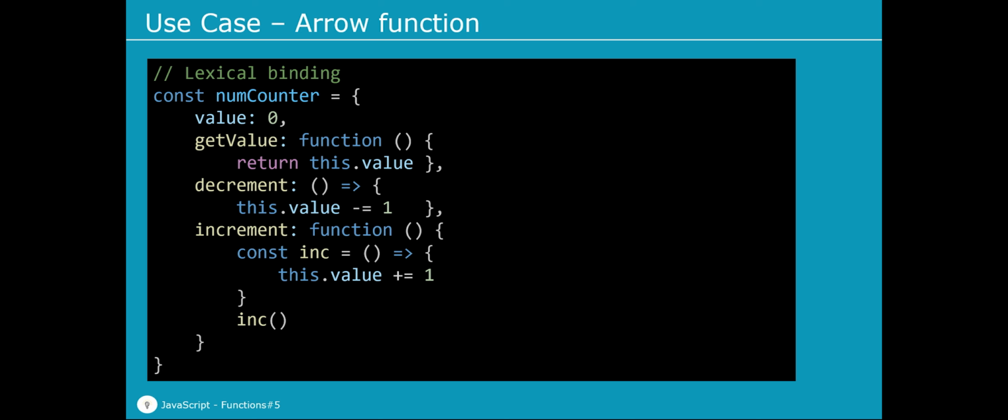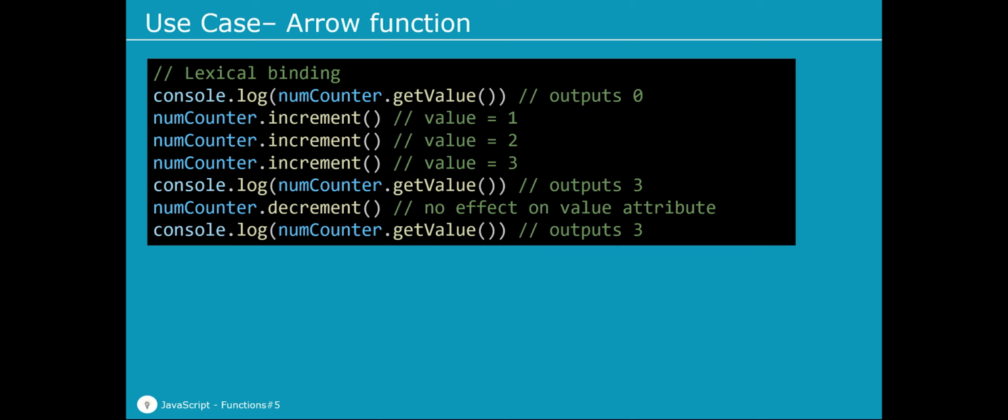When I execute the code, the increment method, which is a function expression, increments the value by 1. But in the case of the decrement method, where I've used an arrow function, there is no effect on the value variable and it throws no error either.